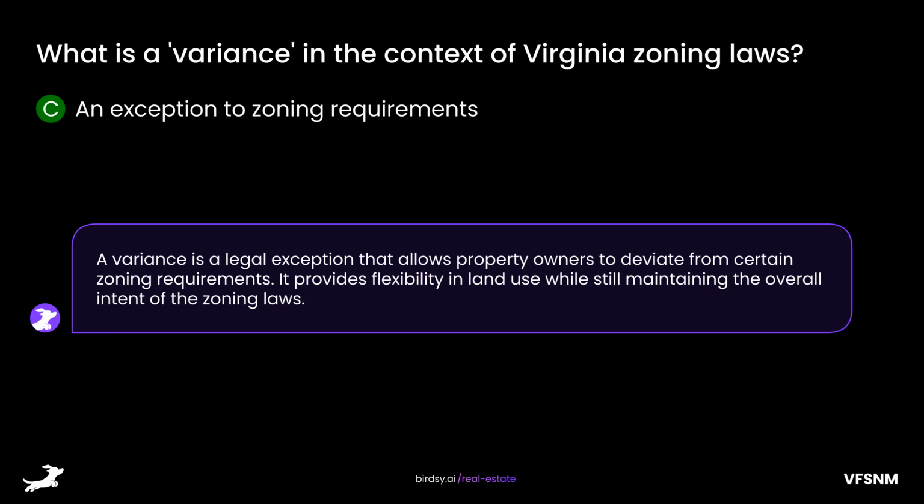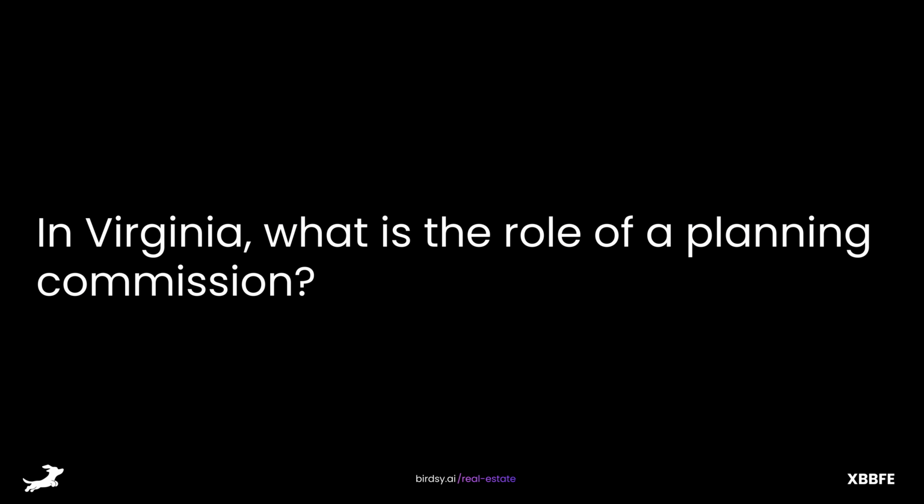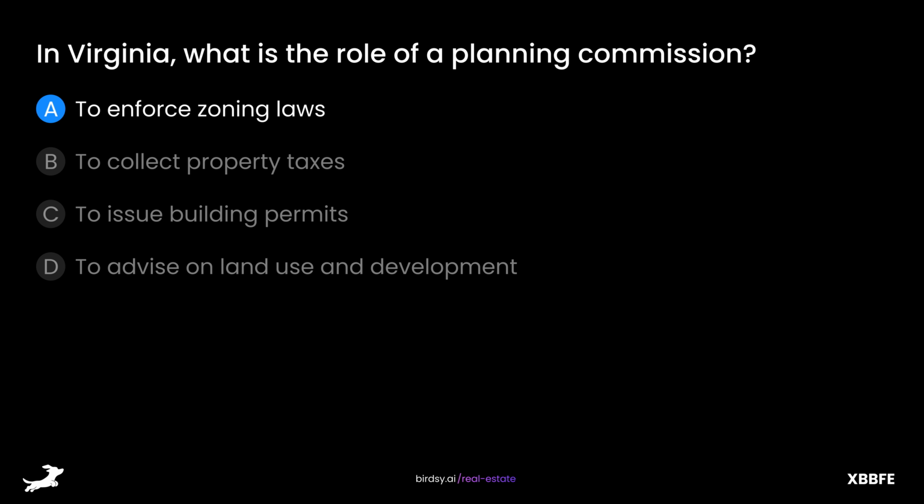A variance is a legal exception that allows property owners to deviate from certain zoning requirements. It provides flexibility in land use while still maintaining the overall intent of the zoning laws. In Virginia, what is the role of a planning commission? Is it A, to enforce zoning laws? B, to collect property taxes? C, to issue building permits? Or D, to advise on land use and development? The answer is D, to advise on land use and development.